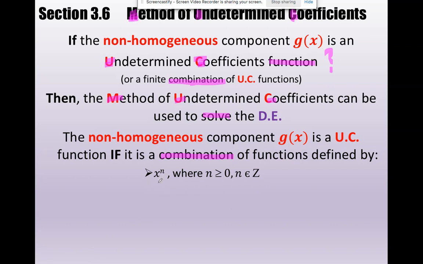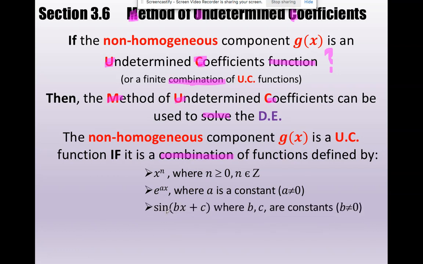Either g of x is a polynomial, that's what x to the n, where n is an integer greater than or equal to 0, comes from, or g of x is some exponential function, e to some x, and not e to the 0. Or it is sine of something, where again you're not going to make the x go away, or cosine of something. That's it, that's our list. Or some combination of them, okay? I might have a polynomial multiplied by an exponential function. I might have an exponential function times a sine function.